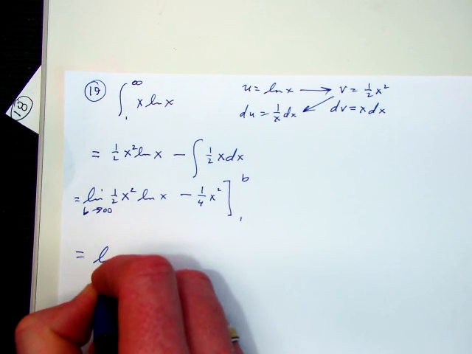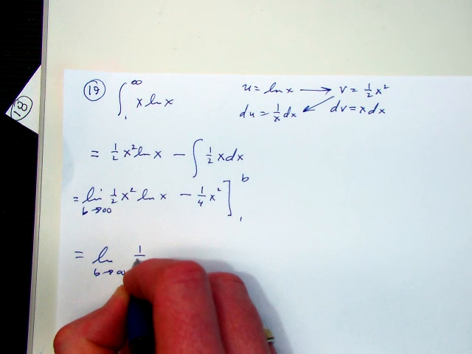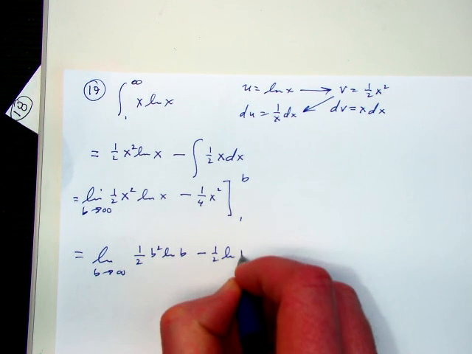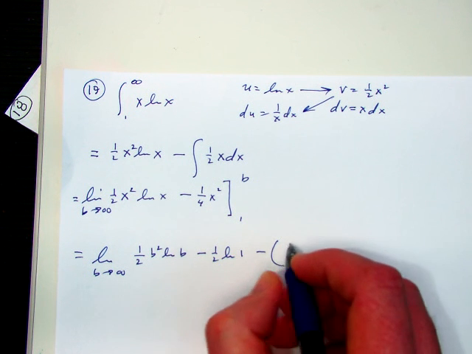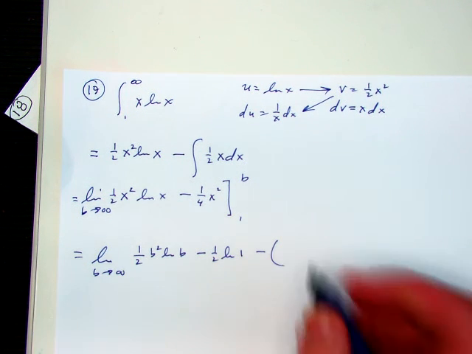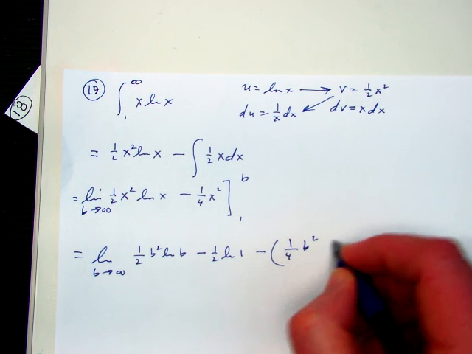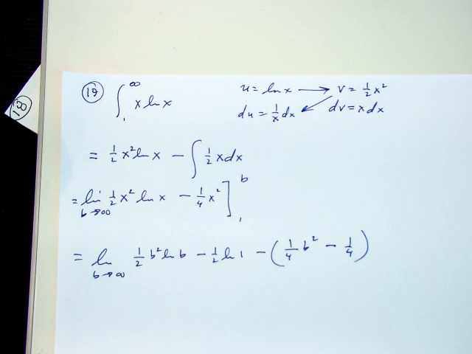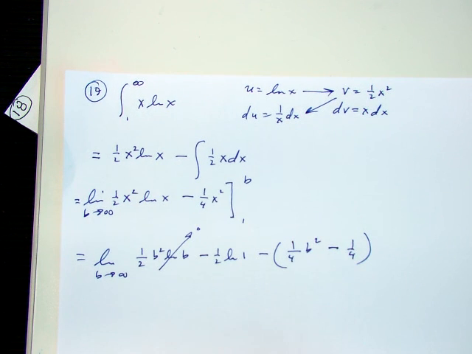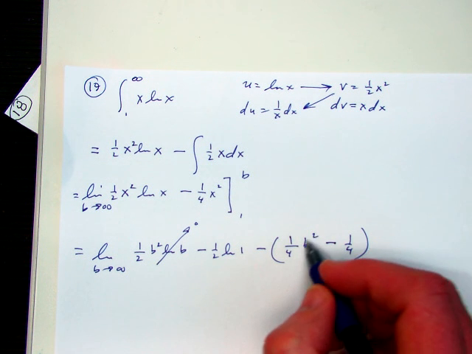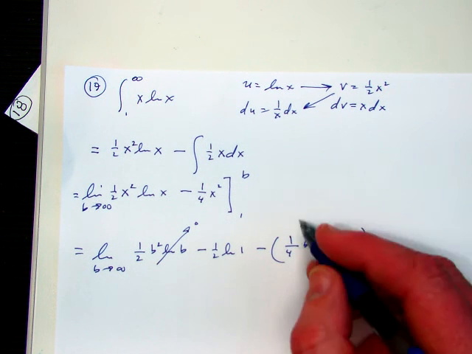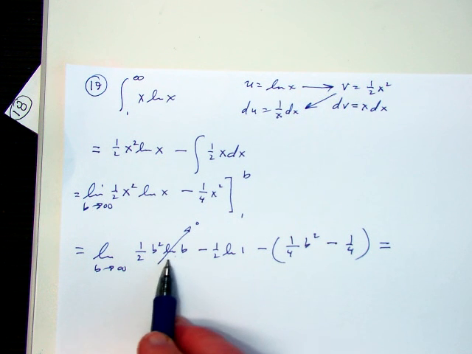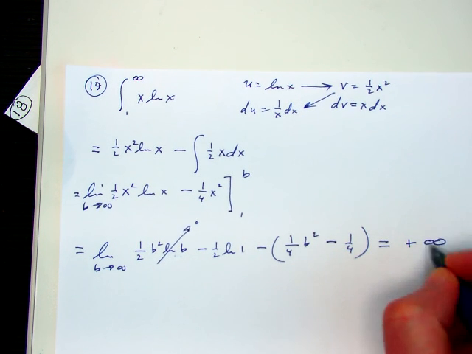So I get the limit as b approaches infinity of 1/2 b squared natural log of b minus 1/2 natural log of 1. And then I get minus 1/4 b squared minus 1/4. Which as b goes to infinity, this is going to get infinitely large. Okay? And this one you get infinitely large but going to the negative. But really what we can say is it diverges, because these do not necessarily cancel out. This one is actually growing a little bit faster because you're multiplying it times the natural log of b. So it does diverge. So that area is not finite.